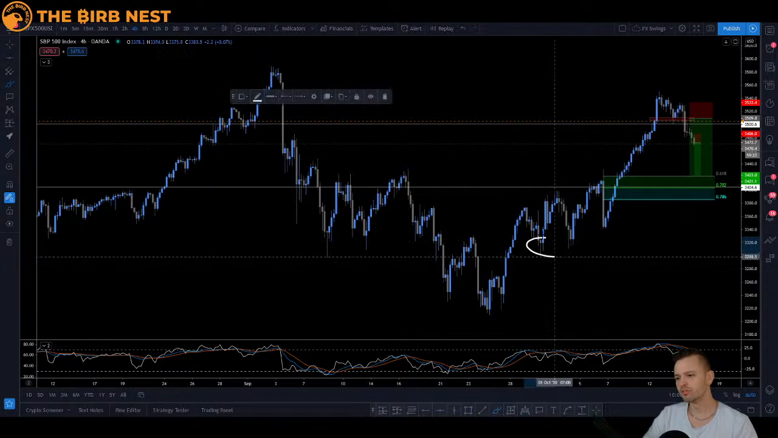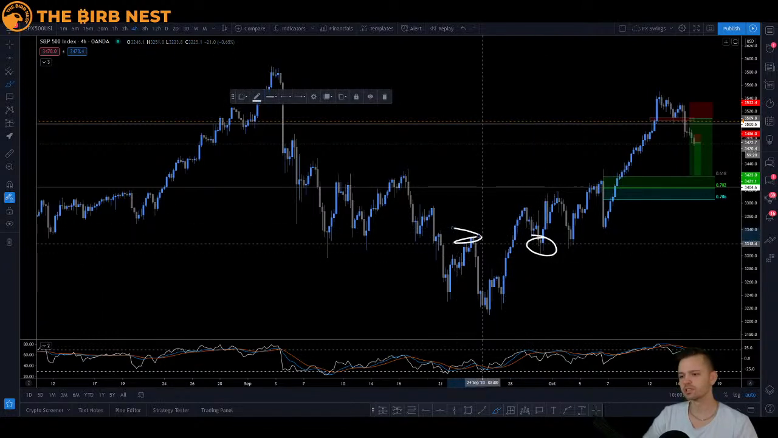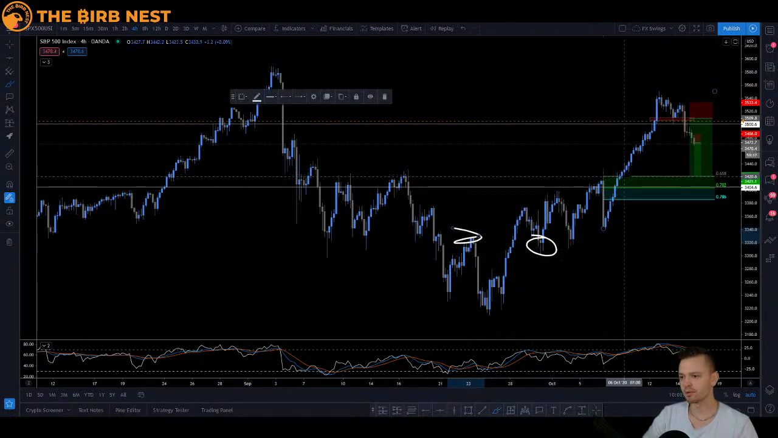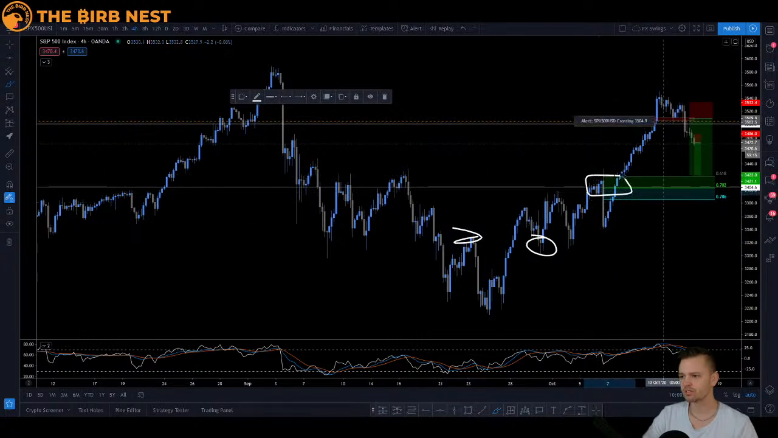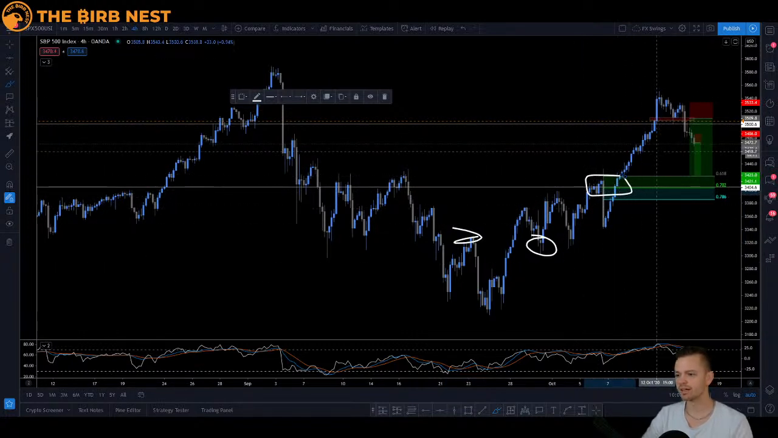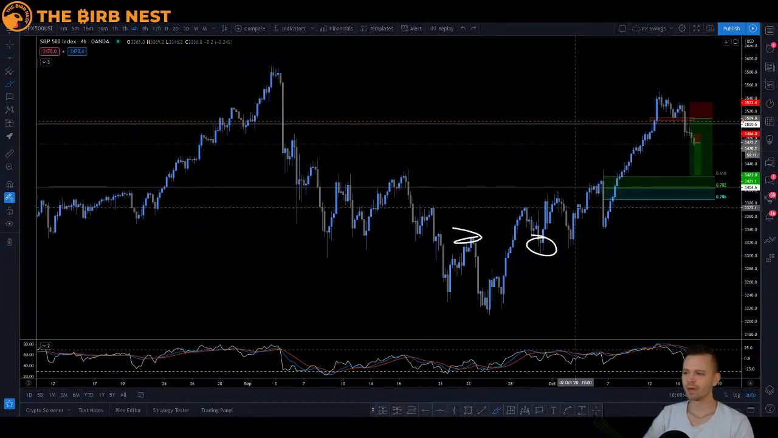Really, I mean, the first sign of a breaking market structure, this whole price action right here, but really this right here, this breakout was that strong breakout that made the big push to the upside.